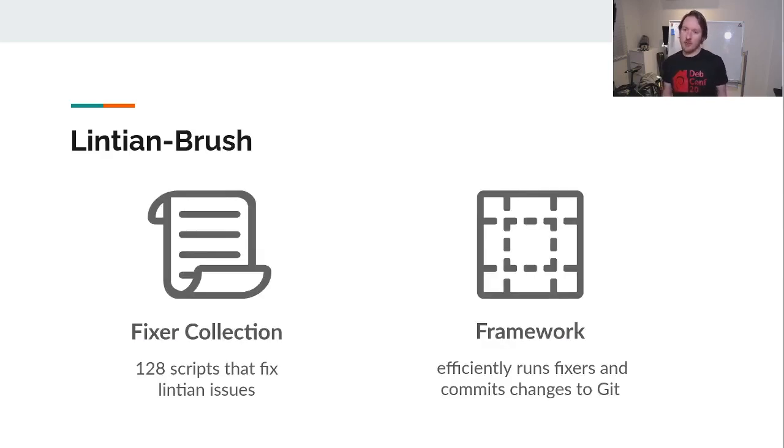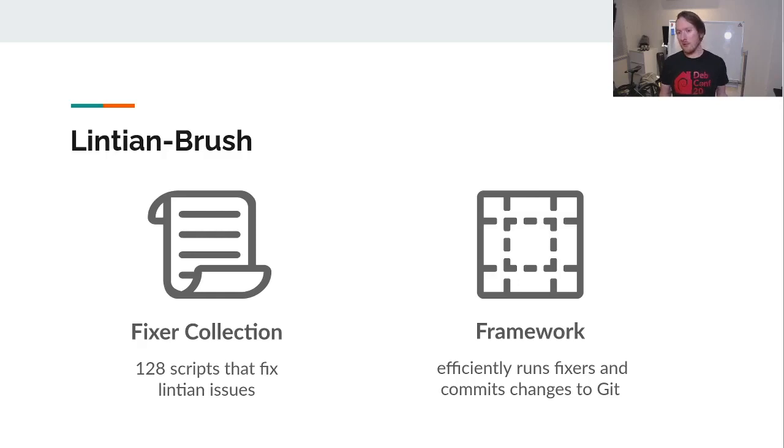Lintian-Brush is basically a set of 125 different scripts that can automatically fix common Lintian issues. It's also a framework that allows you to easily write those scripts and to run them. The framework provides all of the interaction with the Git repository for you, so you don't have to worry about that. It also takes care of updating the Debian changelog file for you if the package doesn't use git-buildpackage with gbp dch, for example.